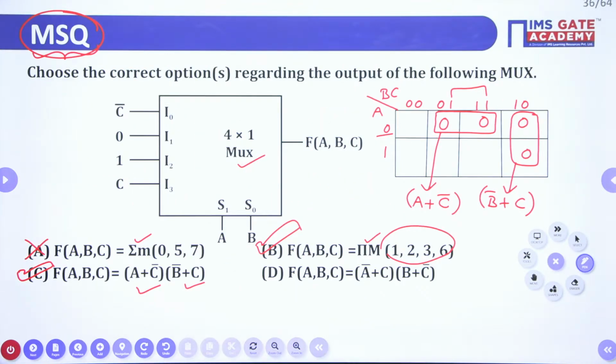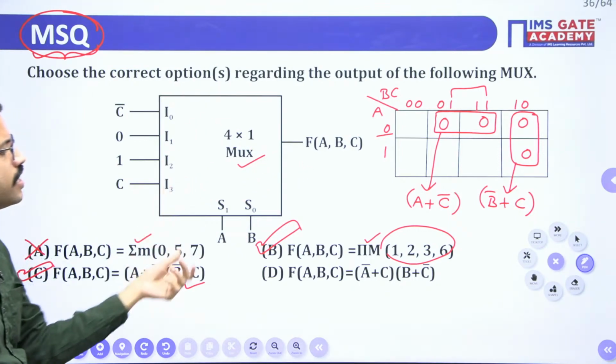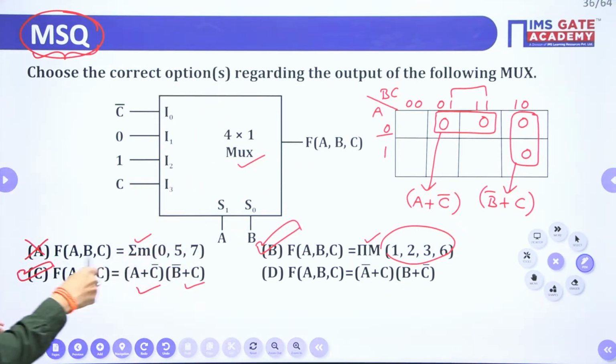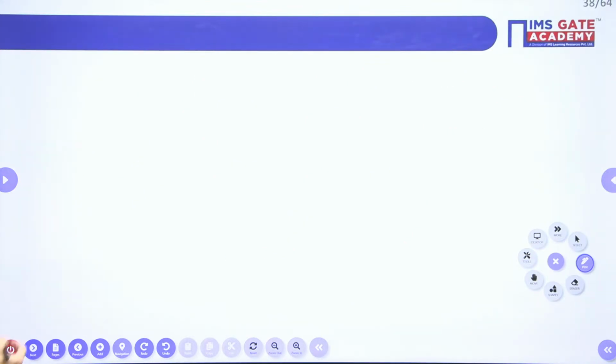Now this question, first I have solved with the help of the conventional method. That means first I have written the standard equation regarding the 4/1 mux. From there I got sigma m and pi capital M, like that. Now, in order to get the sigma m form directly, I will discuss the shortcut method regarding the sigma m form.